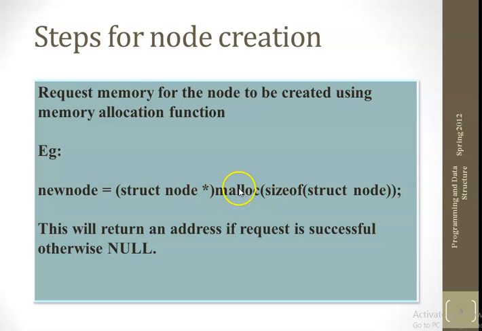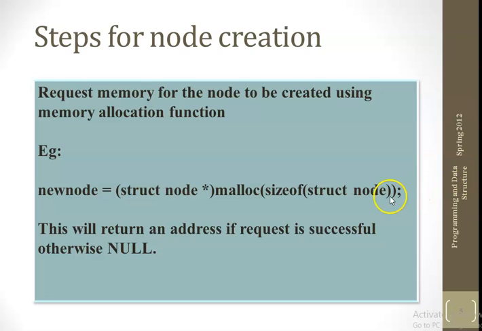Since the return value is an integer, it has to be converted into a node pointer, because the variable on the left hand side of this equation is a node pointer. We have to convert that integer value into a node pointer using the typecasting technique. So this is how memory is requested. If memory is not available, this function will return null.